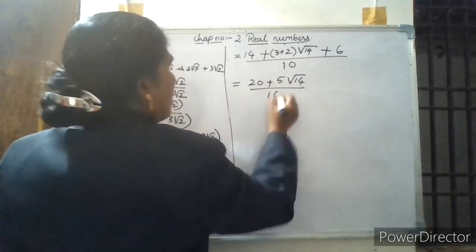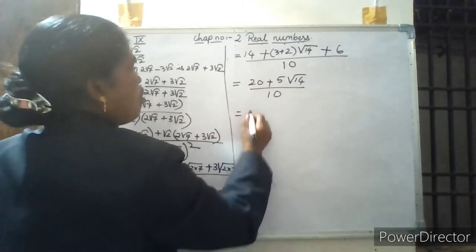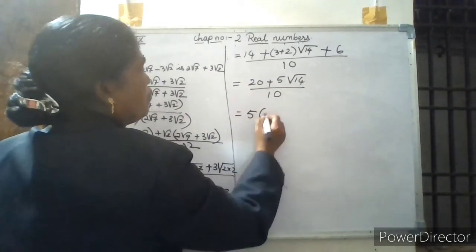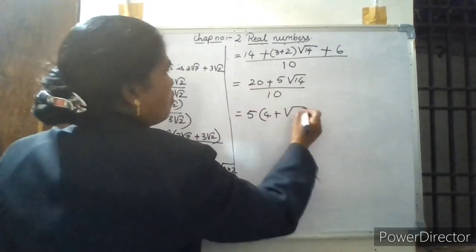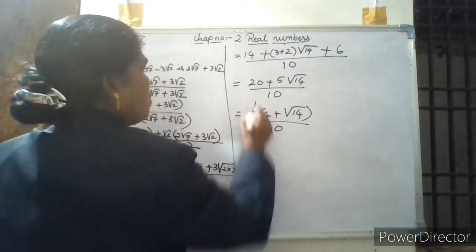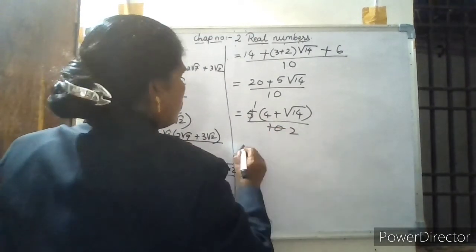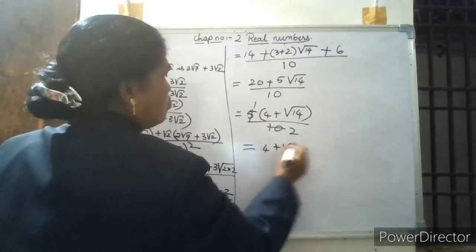Now from these two terms I can take out 5 as common. 5 4 is 20 plus 5 gone out as common, only root of 14 will remain here, upon 10. So 5 on the 5, 5 to the 10. So ultimately the answer is 4 plus root of 14 by 2.